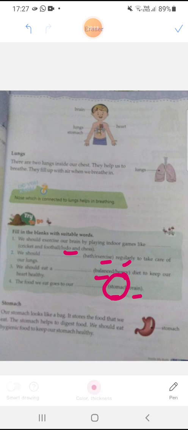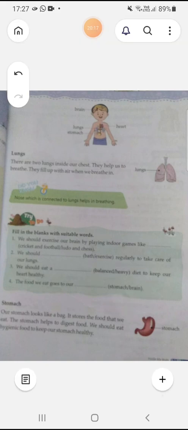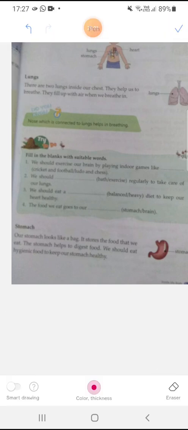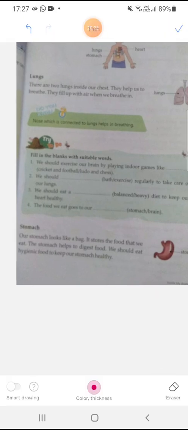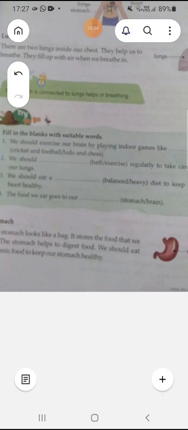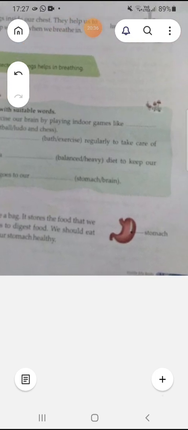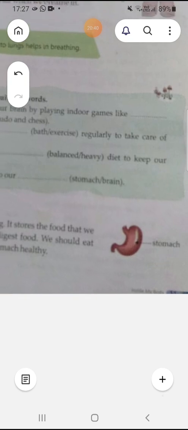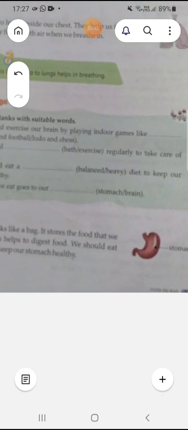So next you see, students, the stomach is described for you. Let us see what our stomach does for us. Why is this organ there in our body? We should know. Our stomach looks like a bag. This is the stomach. It's a bag because it keeps all our food inside, and then the digestive system works.